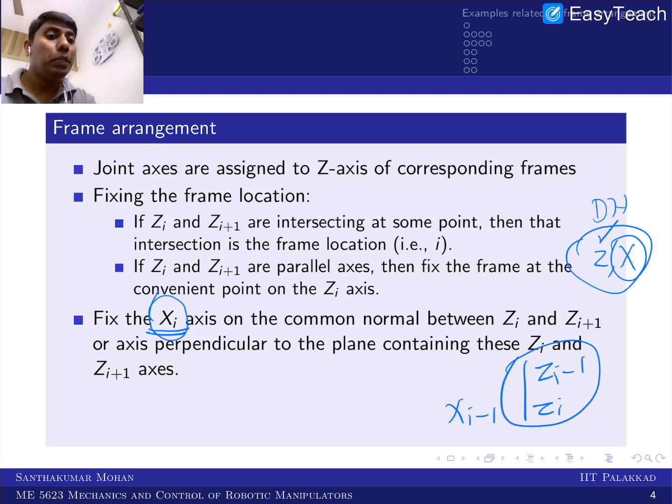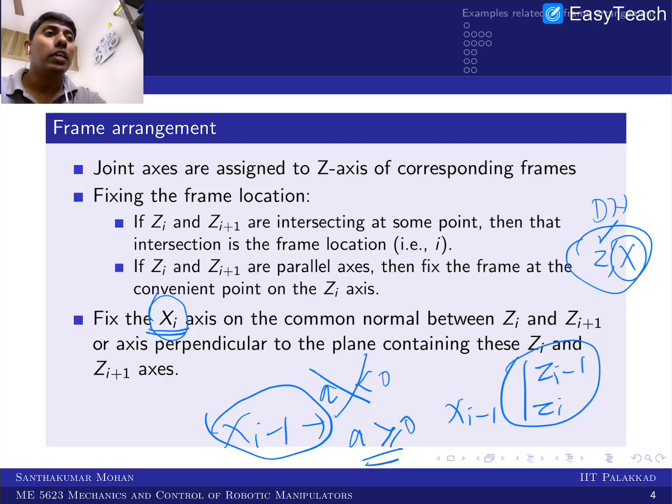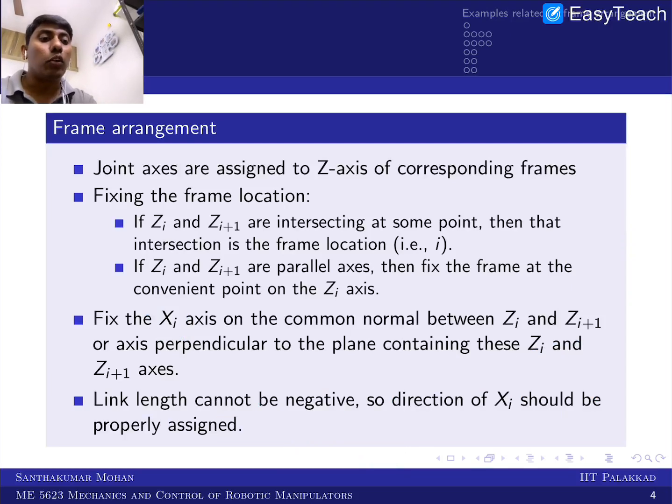and it would be progressing side, which you have to take conveniently, because the link length cannot be negative. This is not possible. So the link length can be positive or 0. In the sense, the xi minus 1 direction should be progressing side. Okay, so that is the next point. The link length cannot be negative, so the direction of xi should be properly assigned. So these are the key rules.